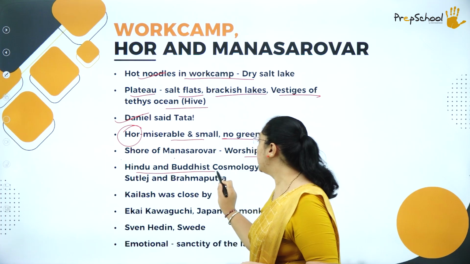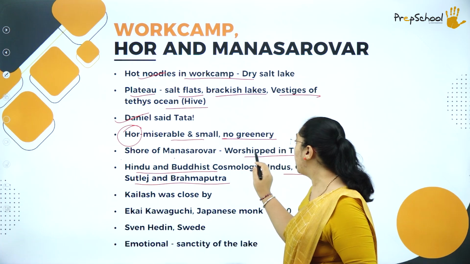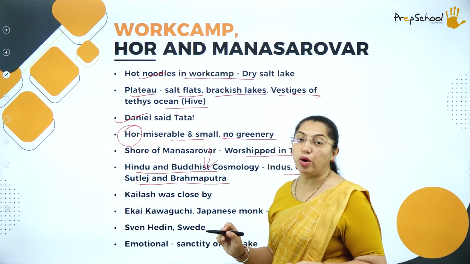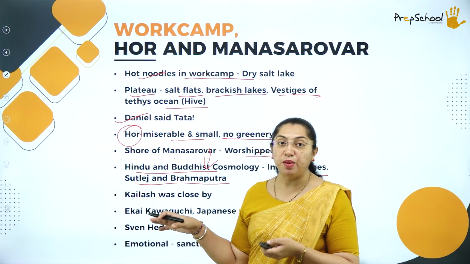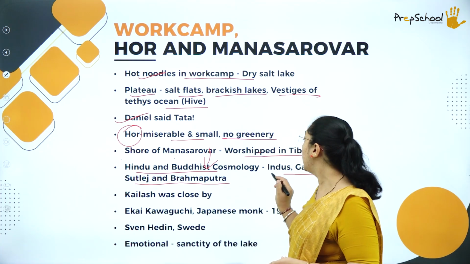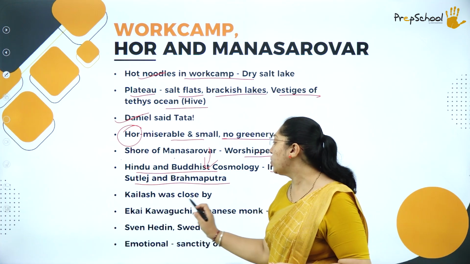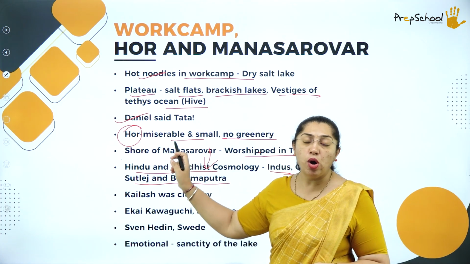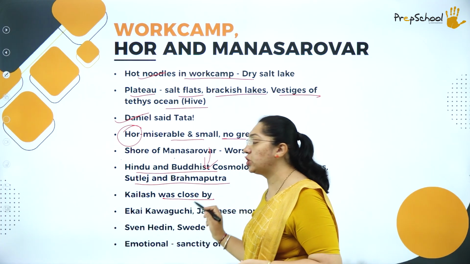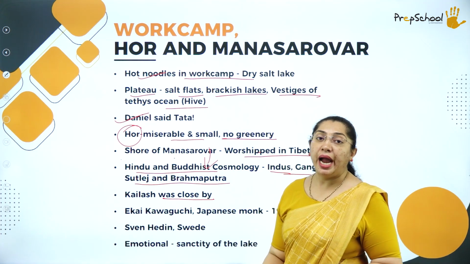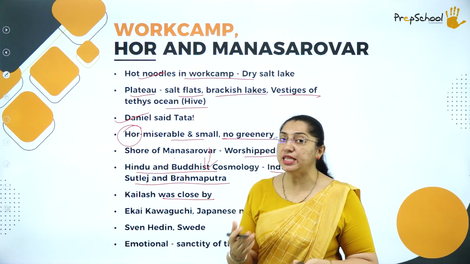In Hindu and Buddhist cosmology, Manasa Sarovara is related to the Hindu religion. There are 4 other rivers associated with Manasa Sarovara: Indus, Ganges, Satluj and Brahmaputra. Kailash was close by. As I told, standing near his balcony in the hotel and seeing the view outside, he feels that Kailash is very close to Manasa Sarovara. Whatever ideas he has given, he just shares his experience as well as feelings.